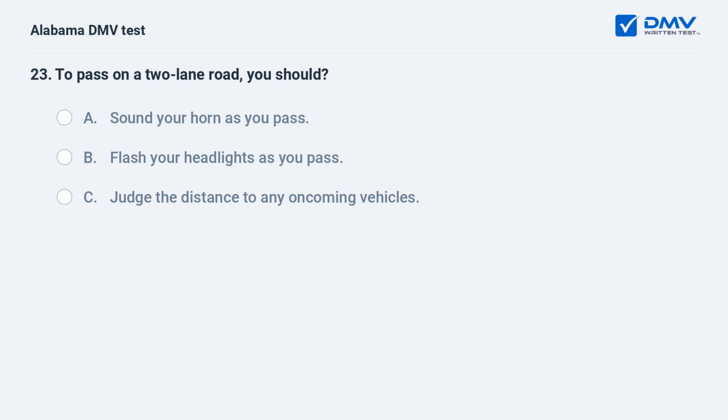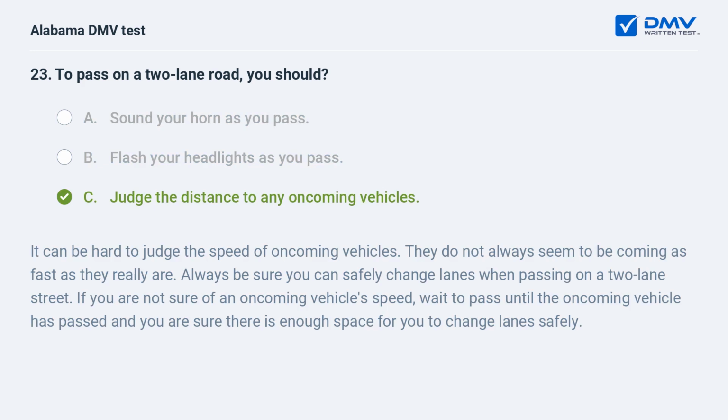To pass on a two-lane road, you should A. Sound your horn as you pass, B. Flash your headlights as you pass, C. Judge the distance to any oncoming vehicles. C. Judge the distance to any oncoming vehicles.